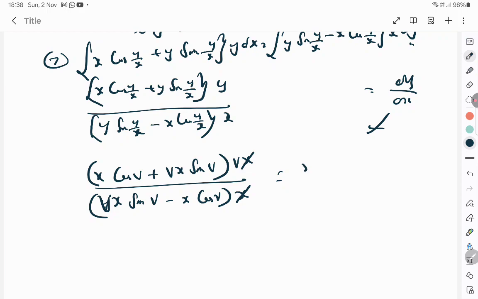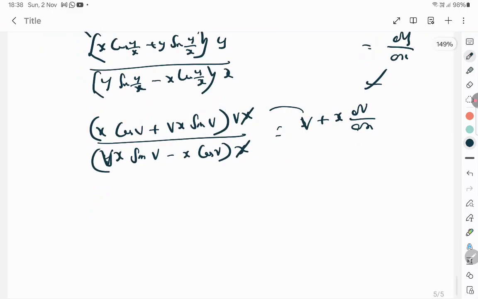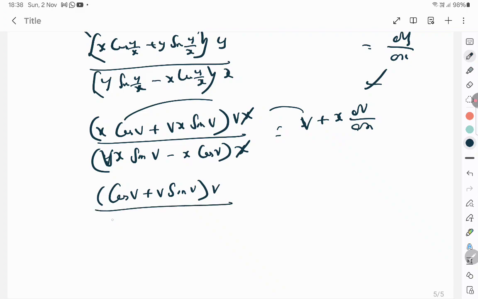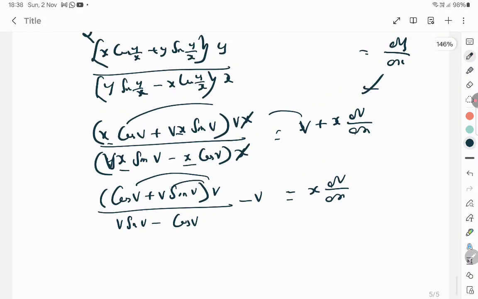Instead of dy by dx, you can write v plus x into dv by dx and take the v to the other side. When you do this, first you take this v inside. X throughout can get cancelled. First you write that. What is it? It's cos v plus v sin v, the whole multiplied by v by v sin v minus cos v. All these x would have come out and got cancelled. This x also got cancelled. Now you can put a minus v is equal to x into dv by dx. When you take LCM, make sure you're multiplying this inside.